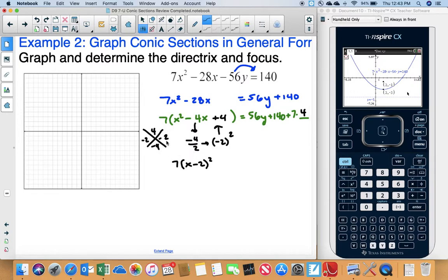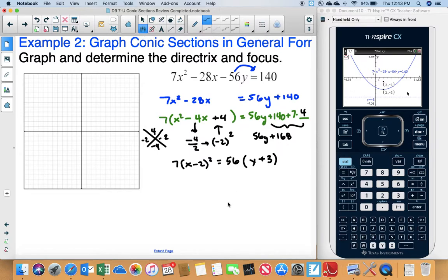So rather than doing X method in the future, you can just take that, plug it in right there. Now I come over here, and I'm going to simplify this. I have 140 plus 28, which means I have 168. And now I'm going to factor out the 56. So if I factor out the 56, I'd have 56y plus 168. Now I'm going to factor out the 56, which goes into 168 3 times.